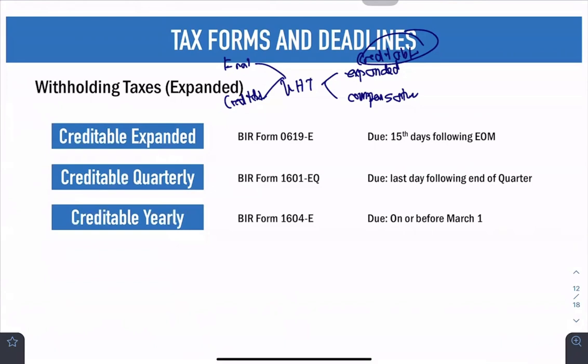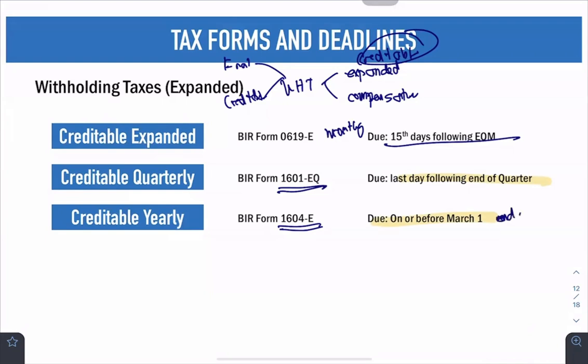So let's go now to your expanded. For expanded, you file monthly. Monthly is 15 days following the end of the month. And then we also have quarterly 1601EQ and yearly 1604E. For quarterly, it is due the last day following the end of the quarter, while for 1604E, on or before March 1 following the end of the year.